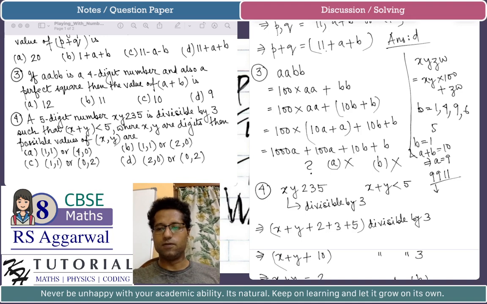Now if you do a little bit of factorization, this will divide by 11 and it will be 901.